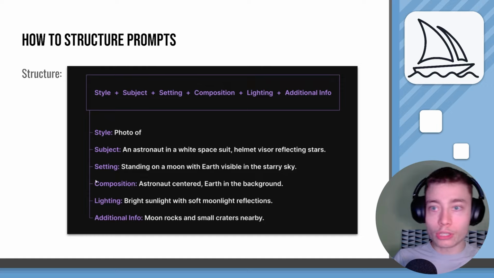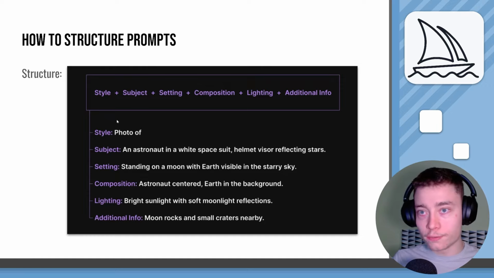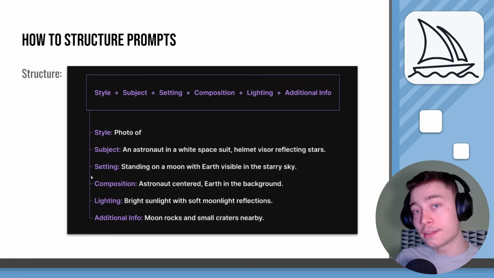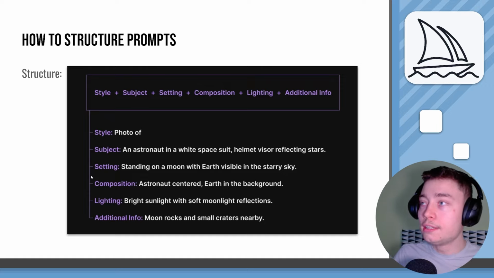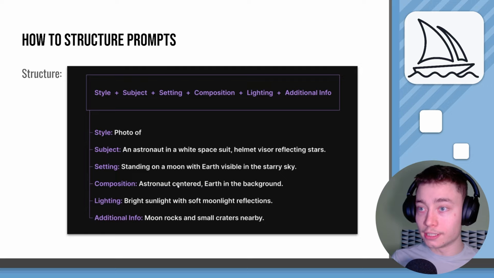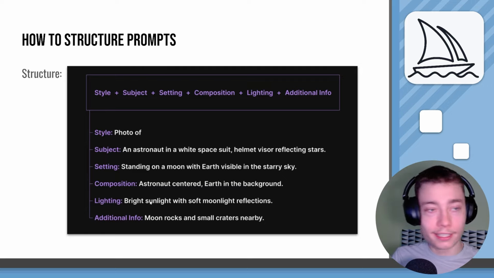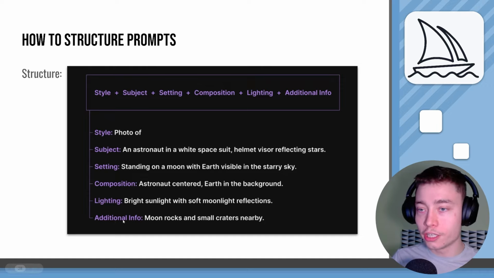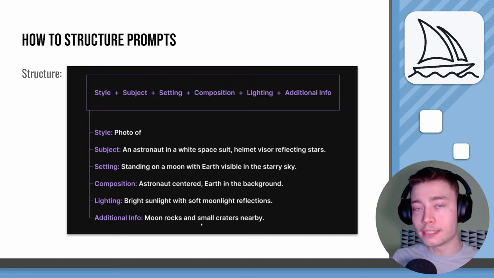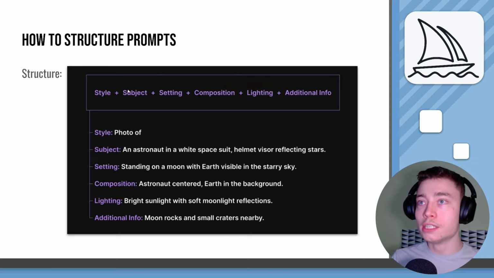Composition, now as we go down the list, it's less and less important. So the first three are way more important than the last three, but the more you include, the more detailed, comprehensive, and original your images will be. Astronaut in the center and Earth is in the background. Lighting, I'll show you way more examples on lighting. So this is just a basic outline of the prompt structure. And then additional info, obviously every prompt has that different. But just remember this: style, subject, setting, composition, lighting, and details.